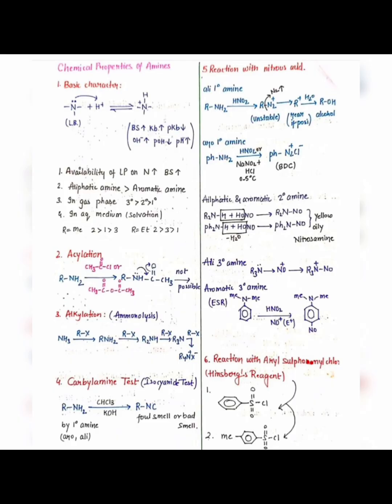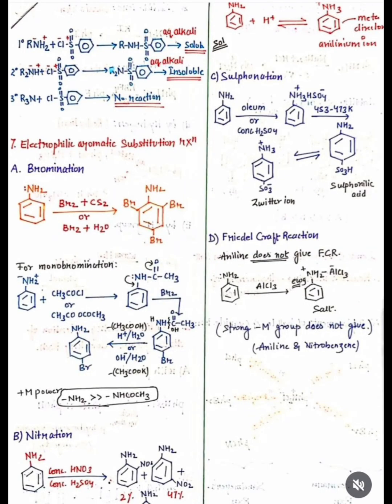Sixth and most important test is the Hinsberg test. Hinsberg reagent is also called benzene sulfonyl chloride. When primary amine reacts with Hinsberg reagent, it forms a water soluble or aqueous alkali soluble compound, that is RNHSO2Ph. Similarly, when secondary amine, that is R2NH, reacts with Hinsberg reagent, it will form R2NSO2Ph, which is insoluble in aqueous alkali.